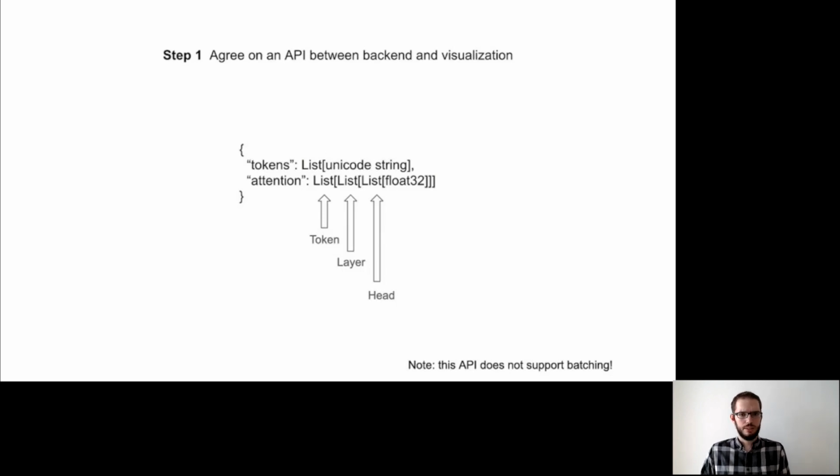In our case, let's define a very, very simple API. We only have two keys in our payload. We have tokens, which is a list of Unicode strings representing our tokens. And we have the attention, which is a list of float32 elements. The first list here represents our tokens, so that we have one of those elements for each of the tokens. We have one list that represents each layer inside of the network, and then we have one list that represents the heads within a specific layer for a specific token. Now, obviously, this API does not support any kind of batching from the get-go, so that's something you might want to think about in the future.